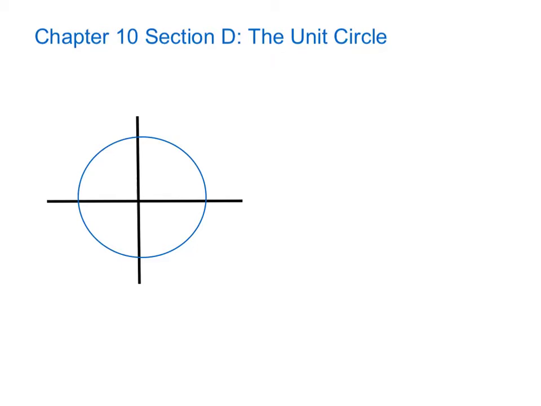In this video, we'll be looking at Chapter 10, Section D on the unit circle. Now the circle I have drawn is centered at the origin, and it has a radius of exactly 1. And this is known as the unit circle. This circle has an equation of x squared plus y squared equals 1.